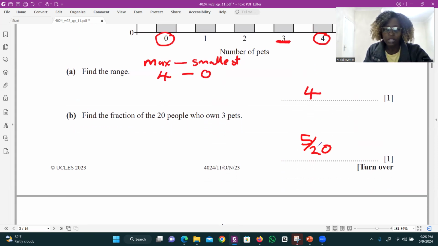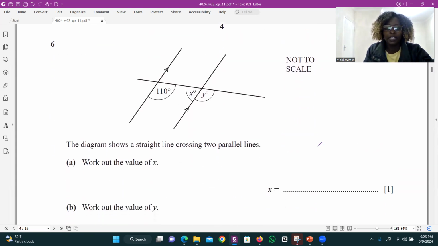Okay, let's move on. Number 6 is saying the diagram shows a straight line crossing 2 parallel lines, okay? So these are the parallel lines here that we have. Then we are asked to find the value of x and the value of y.